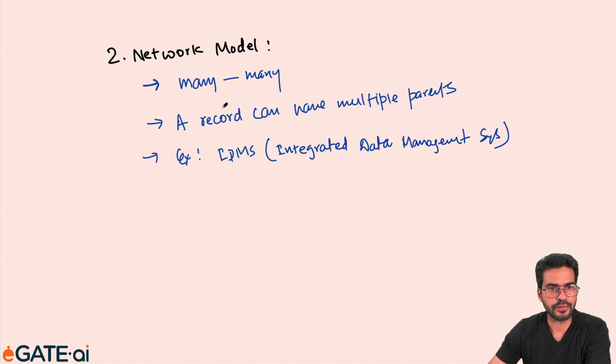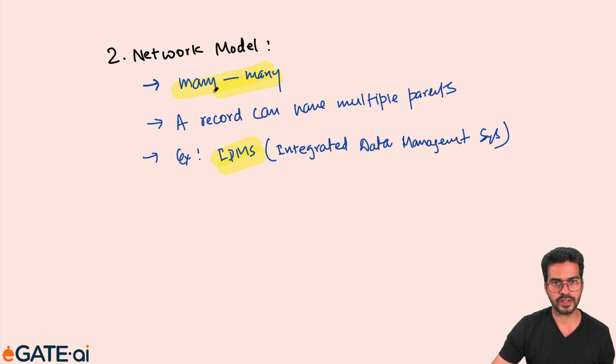The second one is the network model. In the hierarchical model you had one parent and multiple children. That restriction was removed. Here the relationship is now many to many, so one record can have multiple parents and multiple children, right? That's how the network model was designed. One example is IDMS, the Integrated Data Management System. This database management system followed the network model.